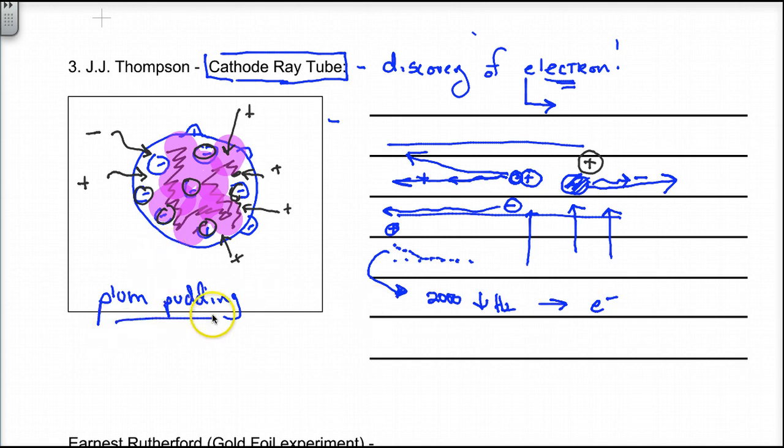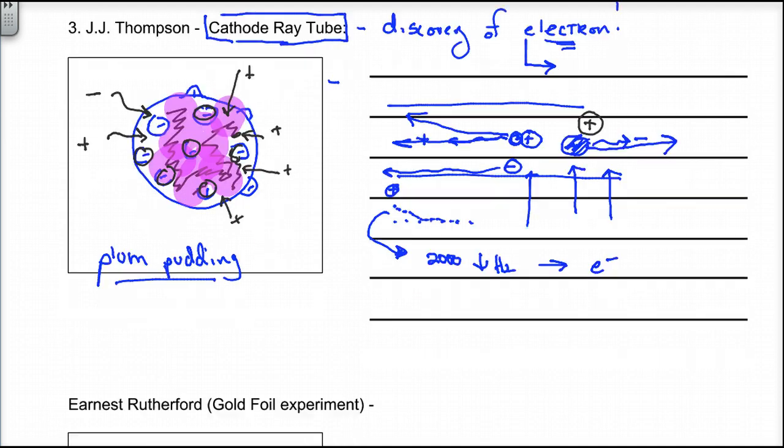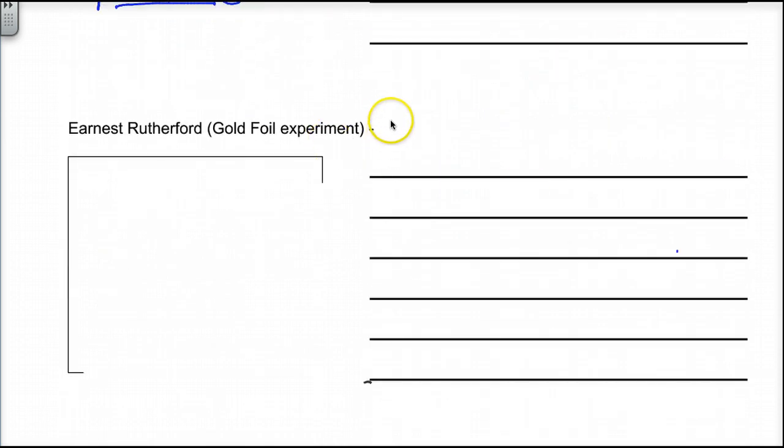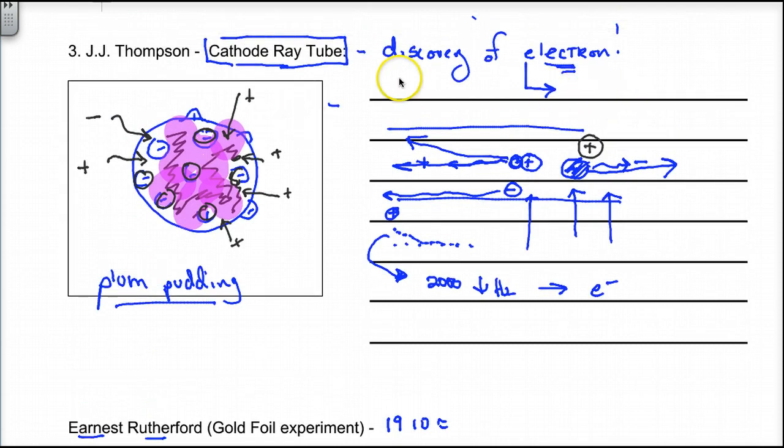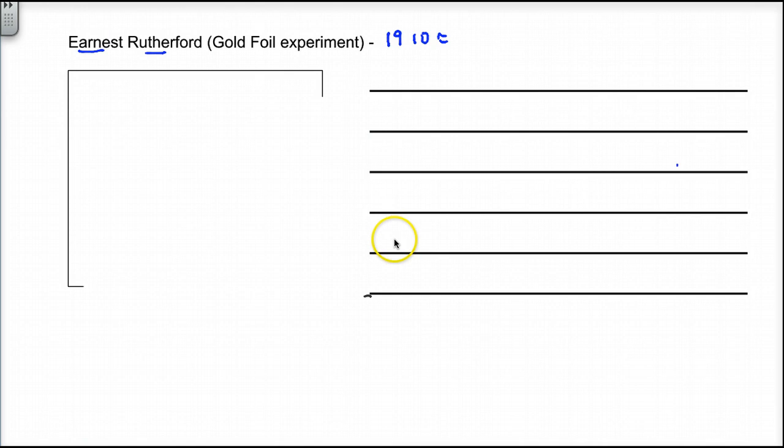And of course, the plum pudding model is the model where we have a diffuse amount of positive charge surrounded by the particles. Okay, right up until about 1910, 1911, Ernest Rutherford, called the father of atomic theory. J.J. Thompson was called the grandfather, but again, he was the first to discover a particle, the electron. Ernest Rutherford had a very famous and probably the most important of all the experiments, the gold foil experiment.